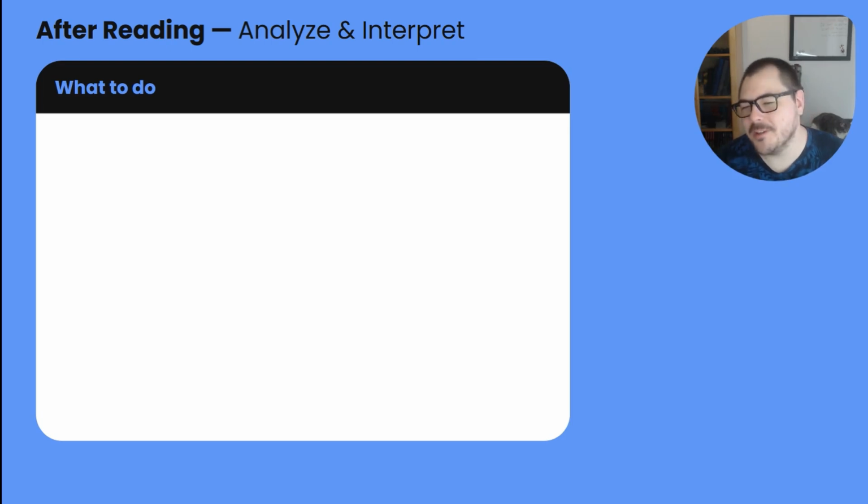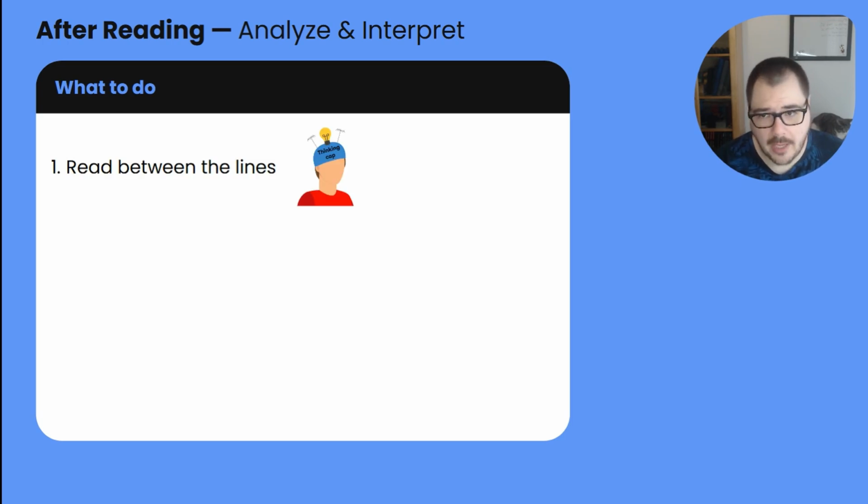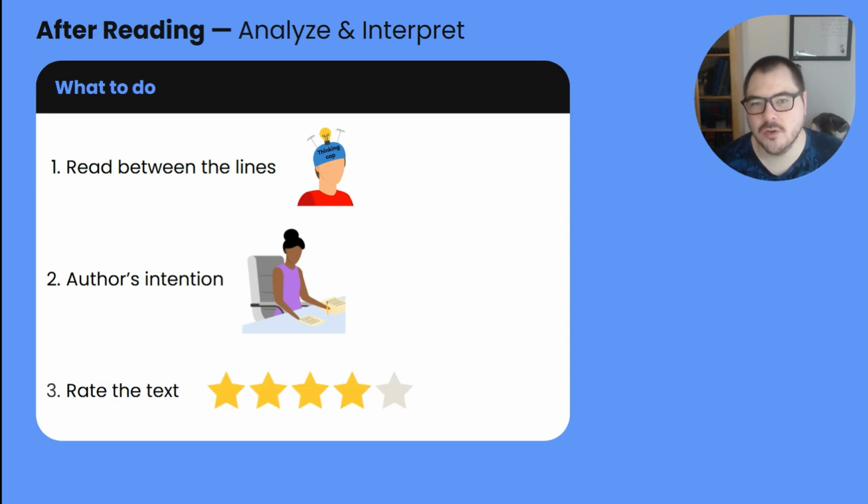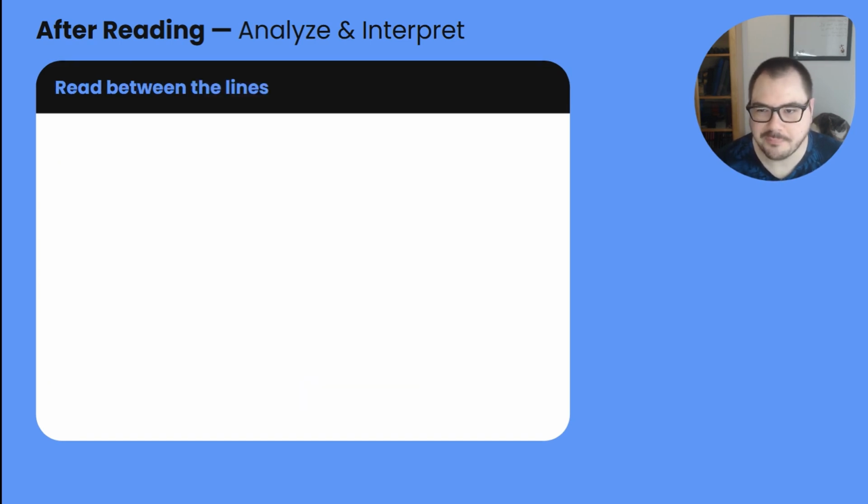There are three important steps to analyzing and interpreting your text. First, read between the lines. Then, identify the author's intention. And finally, rate the text's quality. Don't worry, we'll look at all of those in just a moment. Let's take a look at the first one.